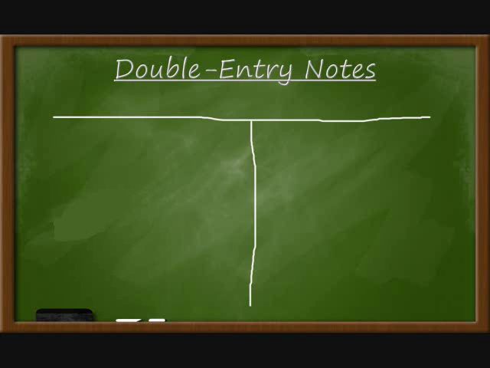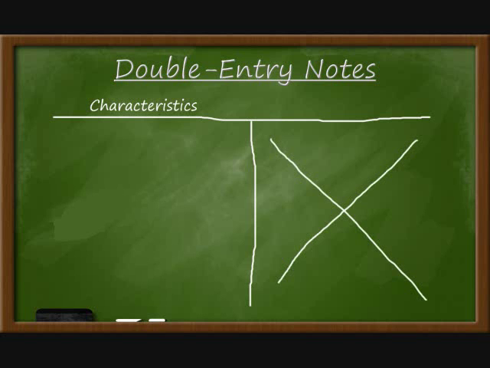In the left column, we're going to label it characteristics. And these are going to be the physical characteristics of whatever it is we're analyzing. For right now, we want to forget about the right column. Let's just focus exclusively on this left column, because one of the big keys to doing good double entry notes is to completely fill out this left-hand column before we even consider what's going to go into the right column. So for right now, leave the right column blank and let's focus exclusively on coming up with the physical characteristics.